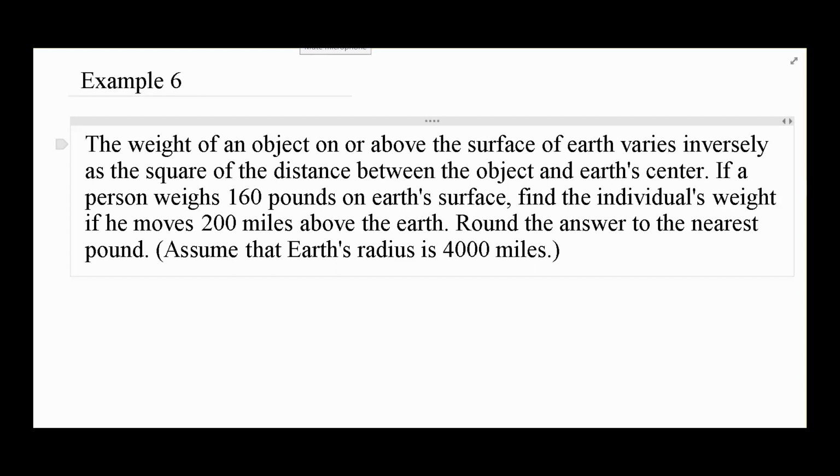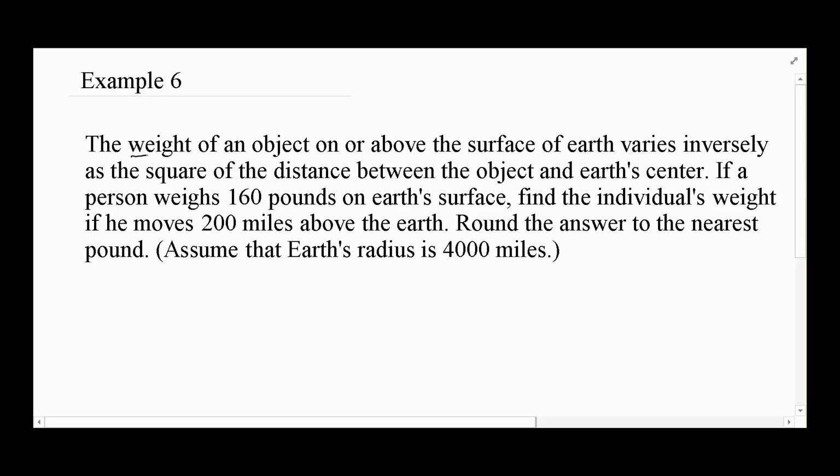So let's take a look at this word problem here. Now, we're going to start off in the understand step reading through it. The weight of an object on or above the surface of the Earth varies inversely as the square of the distance between the object and the Earth's center. If a person weighs 160 pounds on Earth's surface, find the individual's weight if he moves 200 miles above the Earth. Find the answer to the nearest pound and assume the Earth's radius is 4,000 miles. Okay, so we read through this and we see the word varies in there, and so we figure, all right, there's definitely some sort of variation going on.